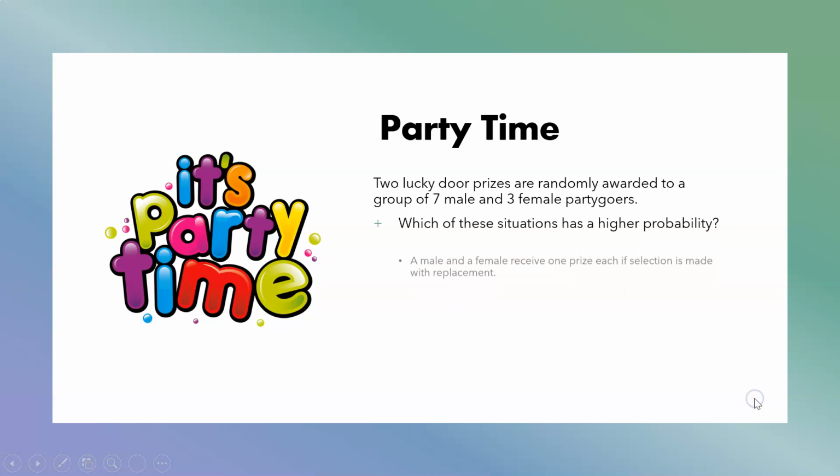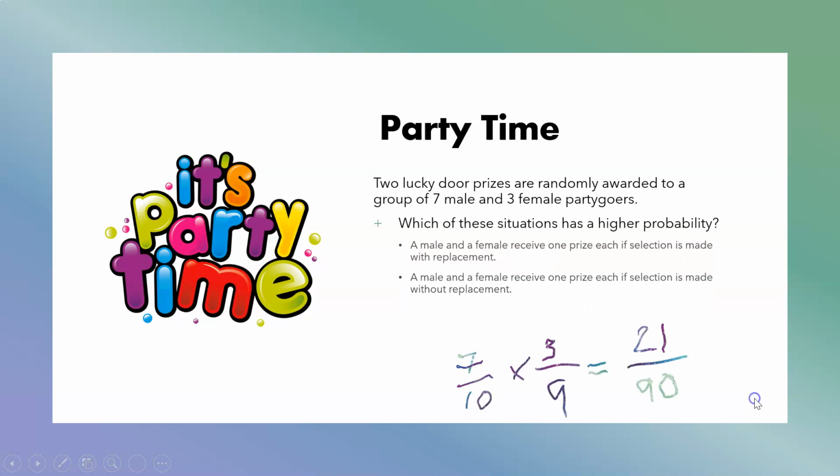And what it's asking us to find out is which of these situations has the higher probability. This one was without replacement, because we've got our 10 and our 9. This was our with replacement, because our number of people remains the same. There's a higher probability from the without replacement than there is with replacement.